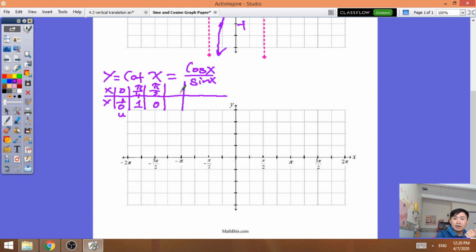And then the next one, which is 3 pi over 4. So cotangent of 3 pi over 4, we do have negative 1. And then pi, cotangent of pi: cosine of pi is negative 1, but sine of pi is 0. So negative 1 over 0, which is another undefined position. So now, let's plug in those numbers and the positions with the vertical asymptote.